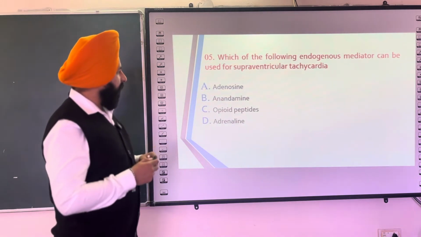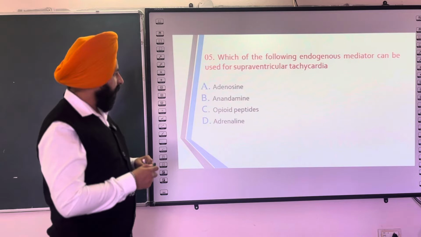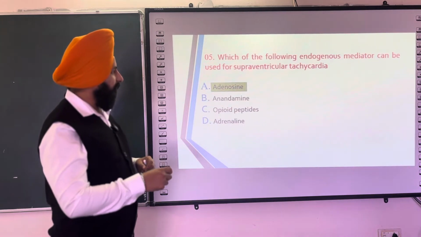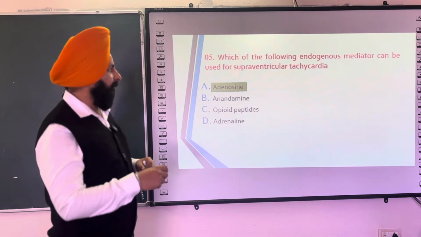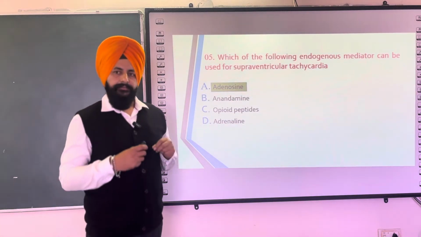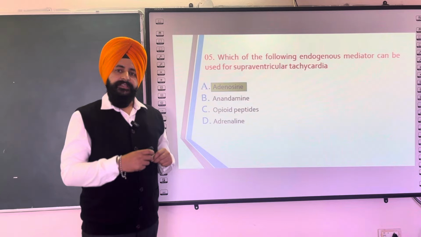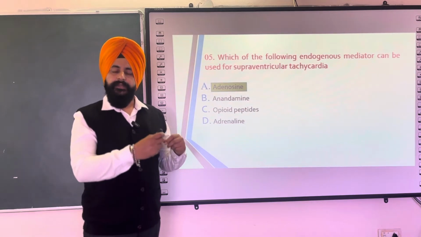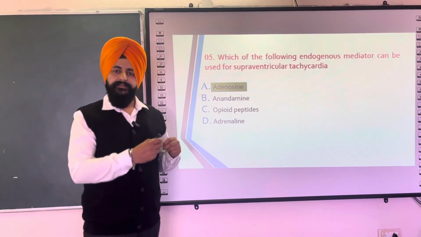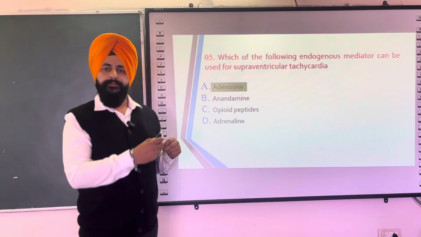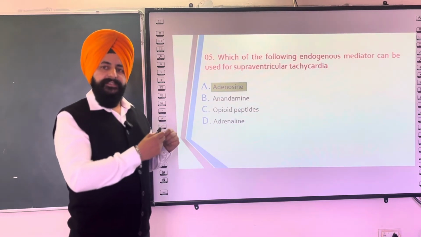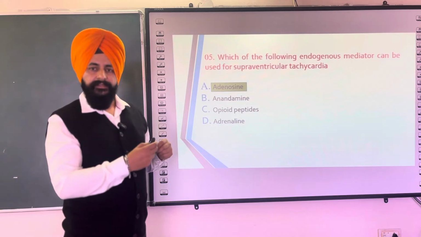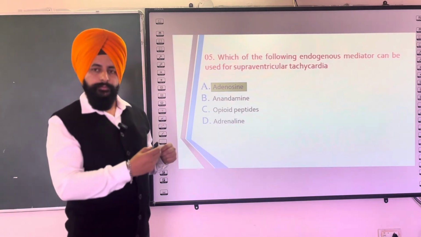The correct answer for this question is adenosine. Adenosine is useful in supraventricular tachycardia where there is an increase in the ventricular contraction, and this ATP will be useful to combat and to maintain this tachycardia by providing an energy source.